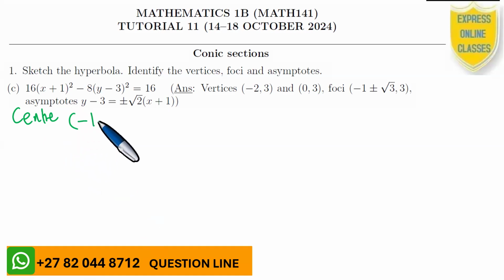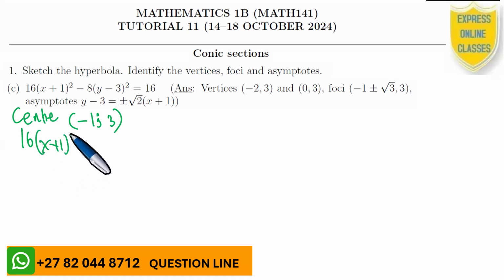So this would be minus one and three. And this is the center. Okay, so we continue. Right, so what do we do? We find the A and the B, etc. The center is there.